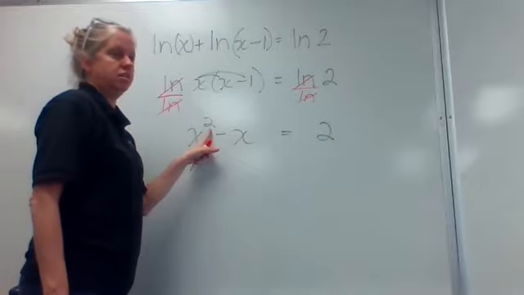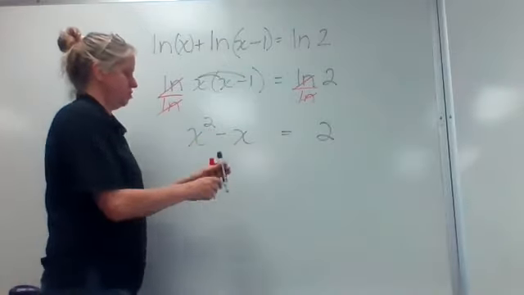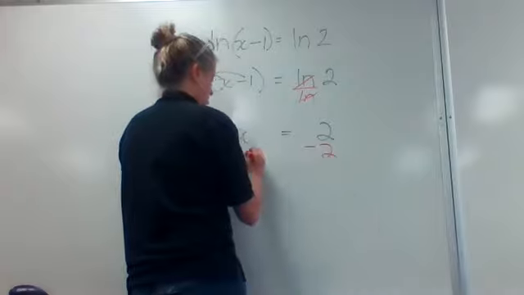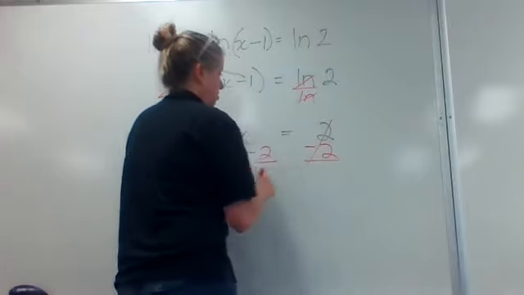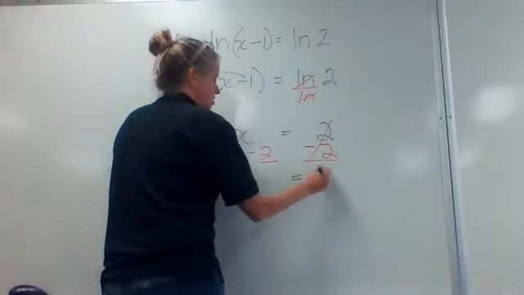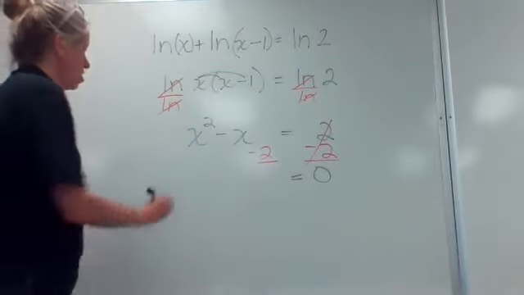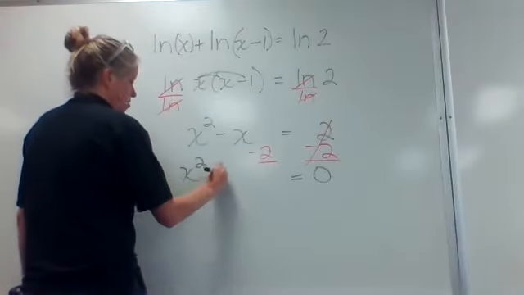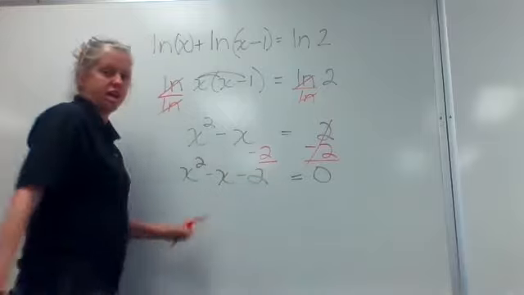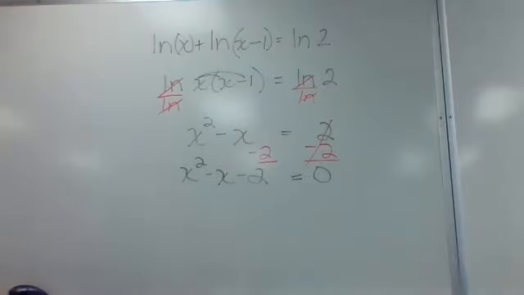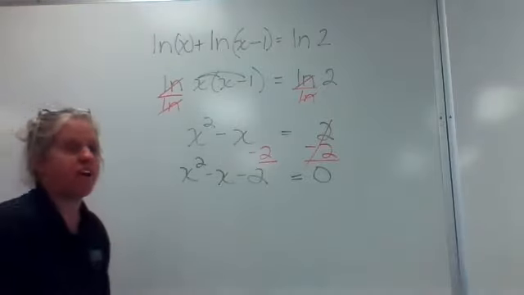Quad. So move the 2 over. So subtract 2 from both sides. So there's your 0. On the left, you've got x squared minus x minus 2. So once again, you can either go put that in quad or factor it.